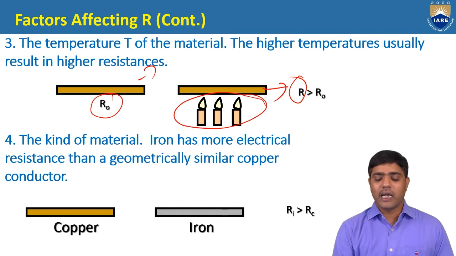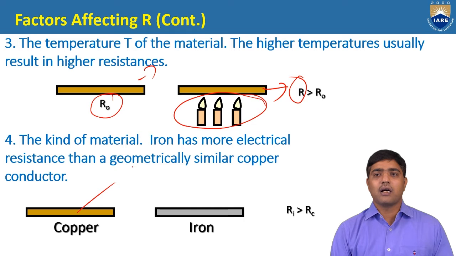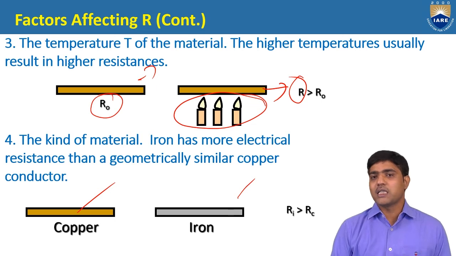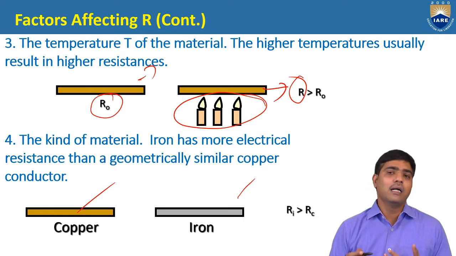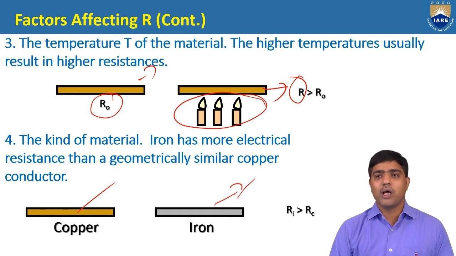The other one is the kind of material. Here you can see there are two materials. One is copper and the other one is iron. Iron is going to offer more resistance than copper. Why? Because copper has more free electrons within it than iron. That's why iron is going to offer a larger value of resistance.